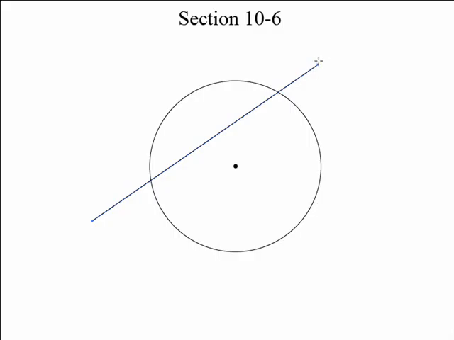Now I drew one line, but we're going to draw 2 lines, 2 secants. Here's one secant, and specifically these secants are going to intersect each other inside the circle. We're going to do one a little bit later where 2 secants intersect outside the circle. This one is inside the circle. Everybody got that? They can intersect anywhere as long as it's inside the circle.